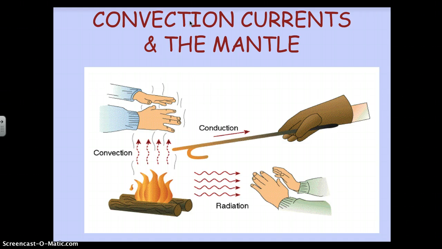So the three types of heat to review are conduction, where it's direct heat from having contact with the source. Convection, where the hot air is rising or the hot liquid is rising. And radiation, where a heat source is actually giving heat off.